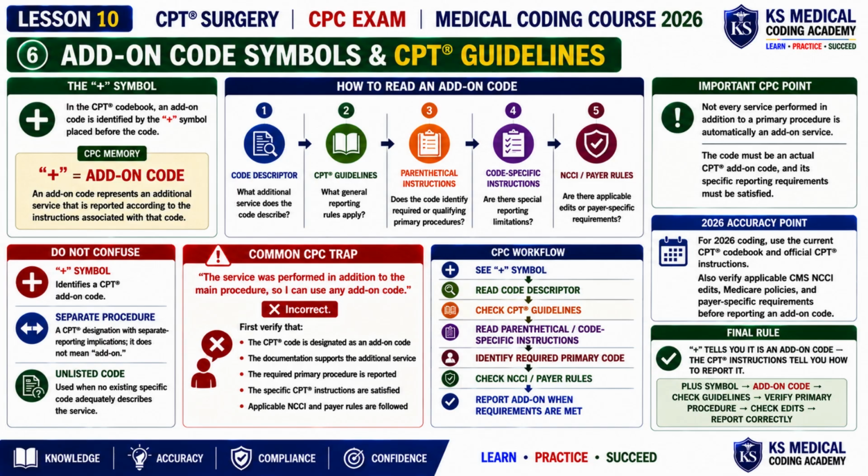The common CPC trap is thinking, "The service was performed in addition to the main procedure, so I can use any add-on code." That's incorrect. Your workflow is, see the plus symbol → read the descriptor → check CPT instructions → verify the primary procedure → check NCCI and payer rules → report when requirements are met. For 2026, always verify the current CPT instructions and applicable CMS, NCCI, and payer requirements. Final rule. The plus tells you it's an add-on code, the CPT instructions tell you how to report it.